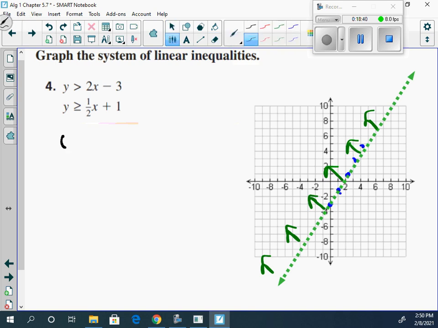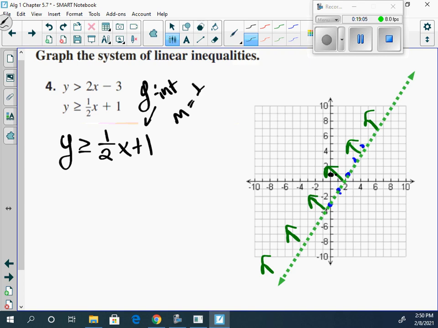Let's look at the other equation. Y is greater than or equal to 1/2 x plus 1. So we have this here, yes, because 1 is our y-intercept. Now our slope this time is 1/2. So this time we're going to go up 1 and over 2. So we go up 1 and then over 2 to the right because it is positive, yes?